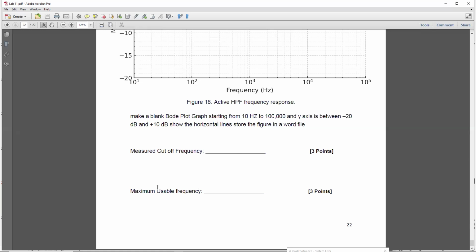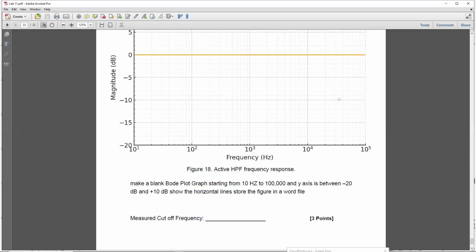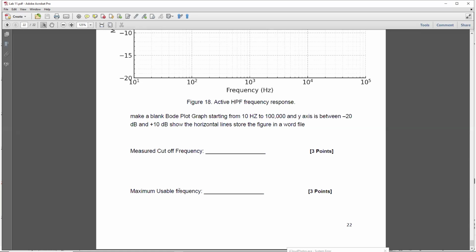Okay. And so you need to figure out what is the maximum. If you want to use this filter as a high pass filter, what should be the maximum frequency I use? Because of the op-amp. This is not because of the filter. If you need to increase this one here, you have to buy a more advanced, high performance op-amp.